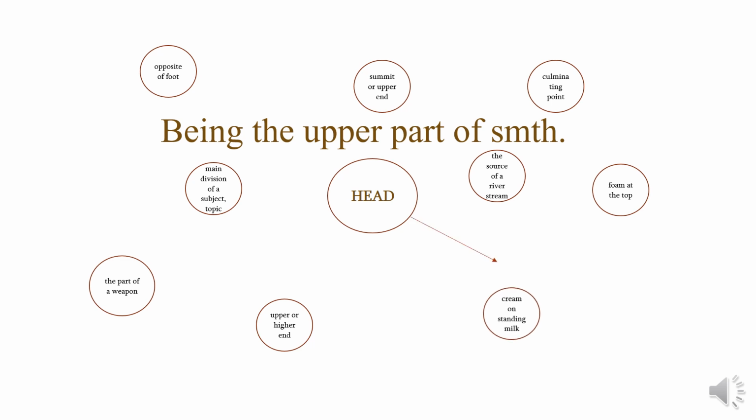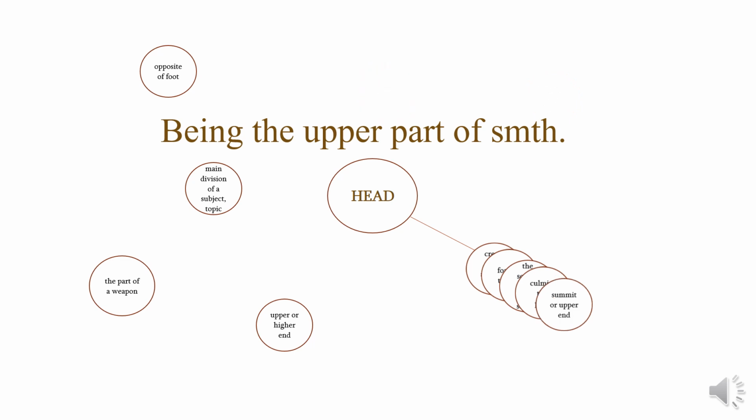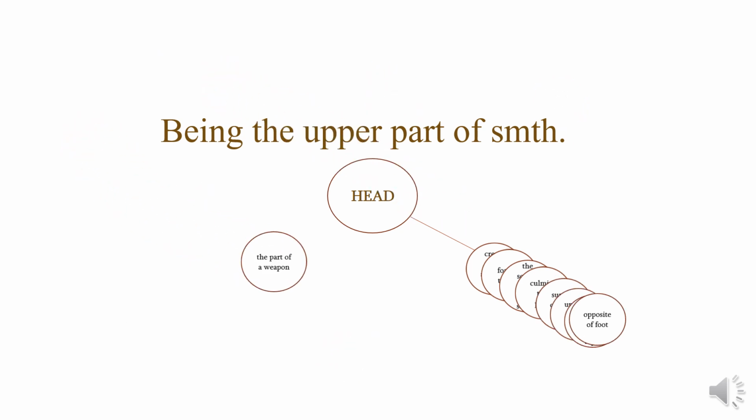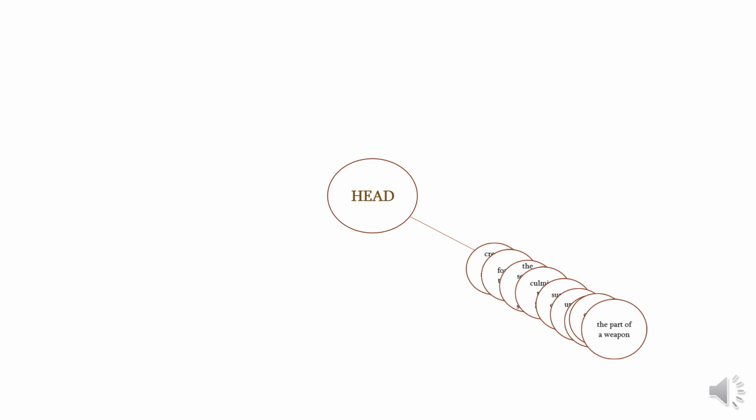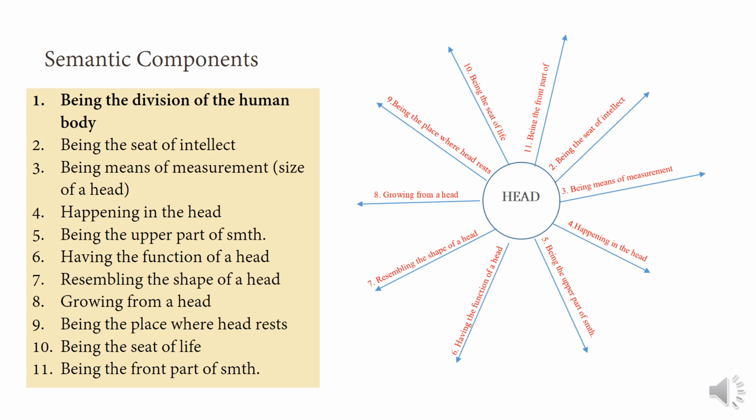So, this is how it happens actually. So, we have the semantic component, and all these meanings are derived from this semantic component. And this is how it was illustrated in the illustration above. Let's take a look at other semantic components of the word head. Being the division of the human body is the main semantic component. Being the seat of intellect, being means of measurement, happening in the head, as we saw in an example above, headache, right? It's developed from this semantic component.